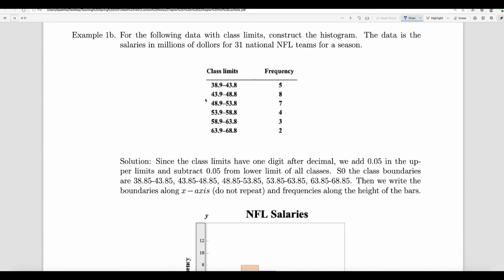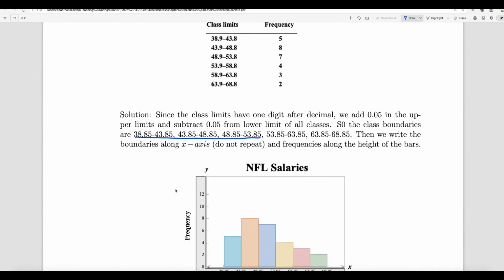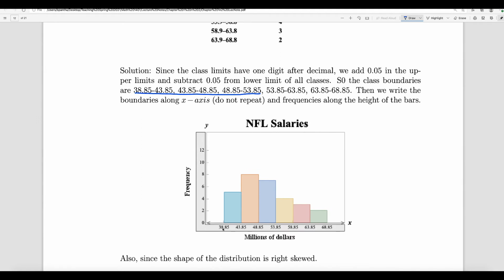Then you will get the class boundaries: 38.85. If you subtract 0.05, you will get 0.85, and so on. So 38.85 through 43.85, 43.85 through 48.85. Now we will plot these values on the x-axis, but don't repeat, because there is 43.85 and 43.85. Just write the different ones: 38.85, 43.85, 48.85, 53.85, and so on.